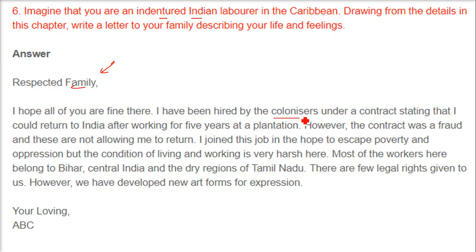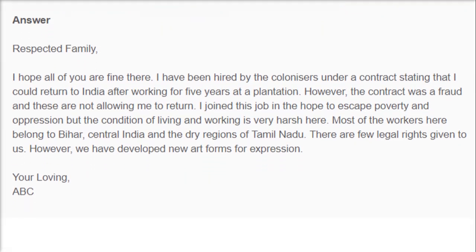I have been hired by the colonizers, or you can say the agent, under a contract. This contract is an indentured labor contract, stating that I could return to India after working for 5 years at a plantation. However, the contract was a fraud and they are not allowing me to return. I joined this job in the hope to escape poverty and oppression, but here the living and working conditions are quite harsh. Most of the workers here belong to Bihar, central India and dry regions of Tamil Nadu. There are few legal rights given to us. However, we have developed new art forms for expression, and now we somehow intermingle, and now we are living together almost.